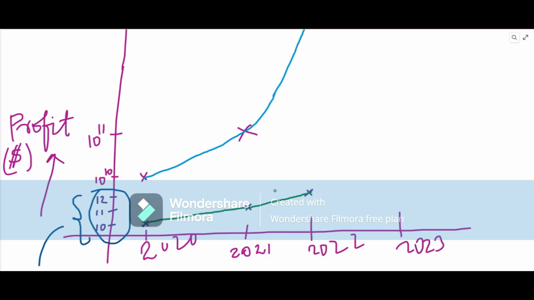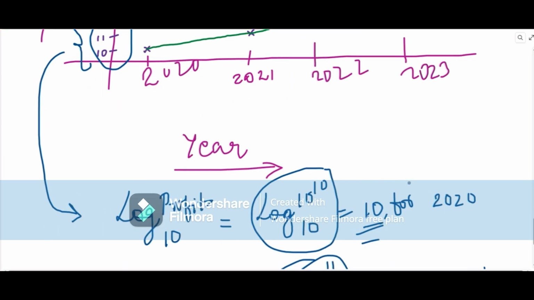And I hope you understood what logarithm is, what it represents, and in which scenarios you use it to get benefit out of it.